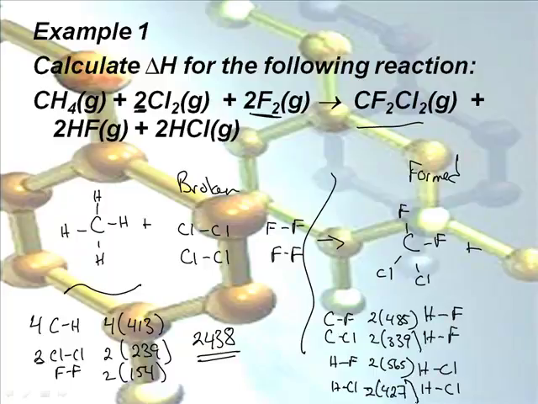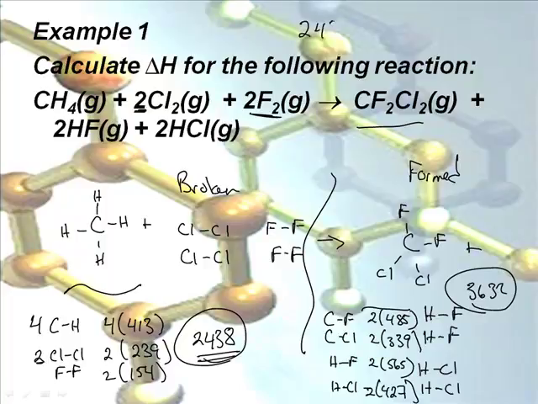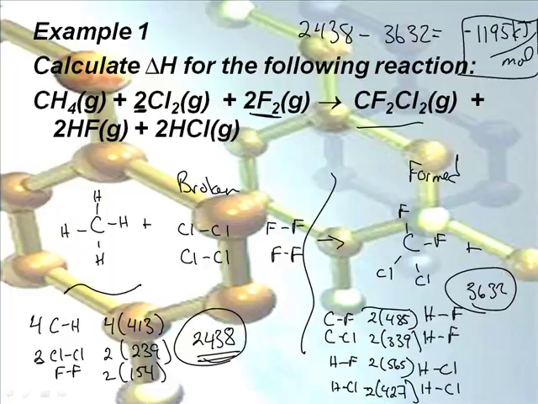427. So if you add all these numbers up, 2 times 485 plus 2 times 339, et cetera, you get the grand total of 3632. And it's bonds broken minus formed. So you take the 2,438 number and subtract 3,632, and you get a negative answer. Negative 1194 kilojoules. That is the delta H for this reaction. Yep. Bonds broken minus bonds formed.